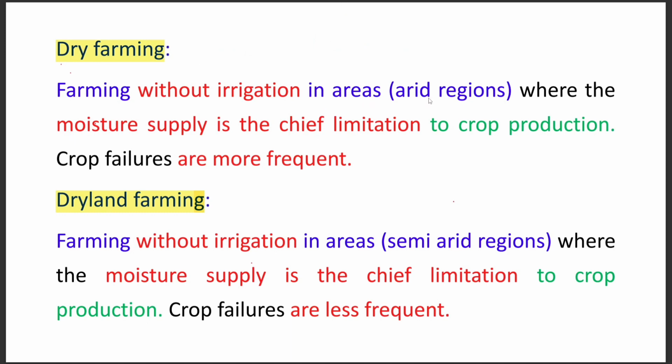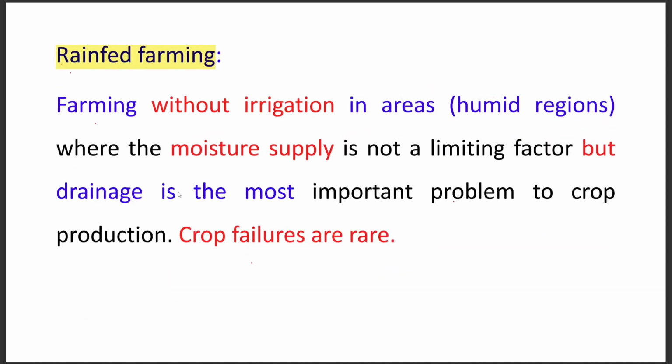In areas, mainly the arid regions, the moisture supply becomes the most problematic thing. So that chief limitation is there. So crop failures are more frequent. But in dry land farming, the areas are semi-arid regions. Their moisture supply is also a chief limitation, but here the crop failures are less frequent. Then we have rainfed farming. In these areas, mainly humid regions are there. So without any irrigation, we can get a good amount of rainfall.